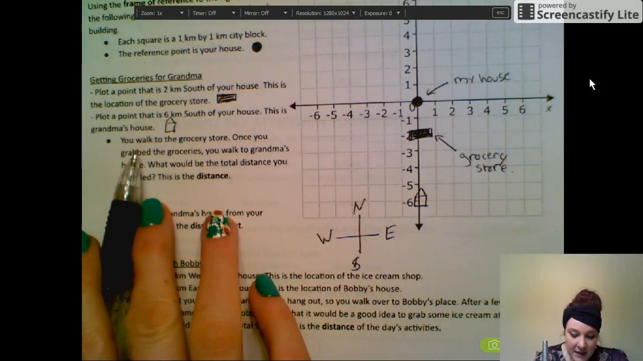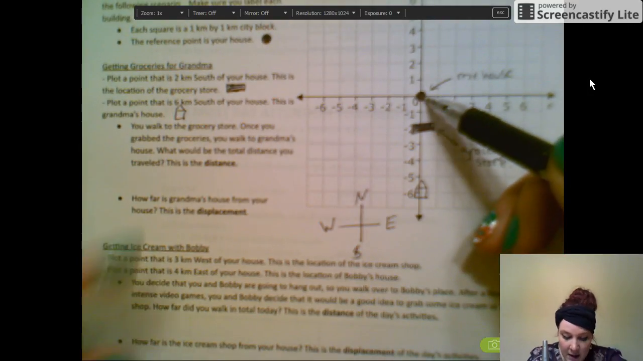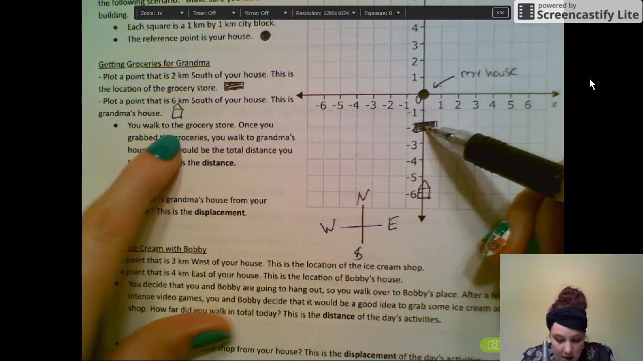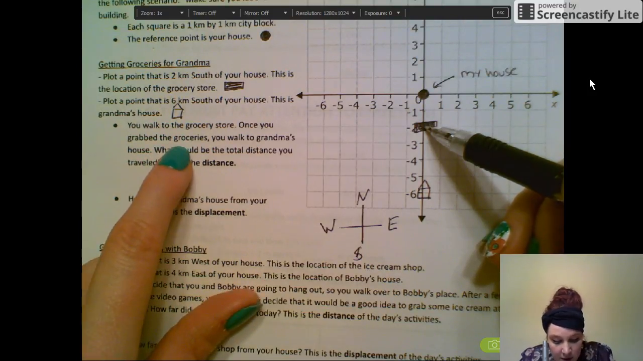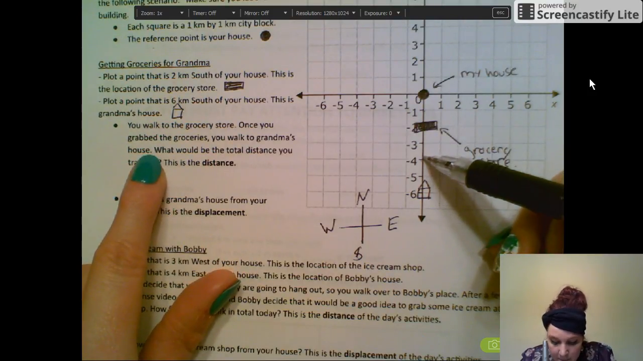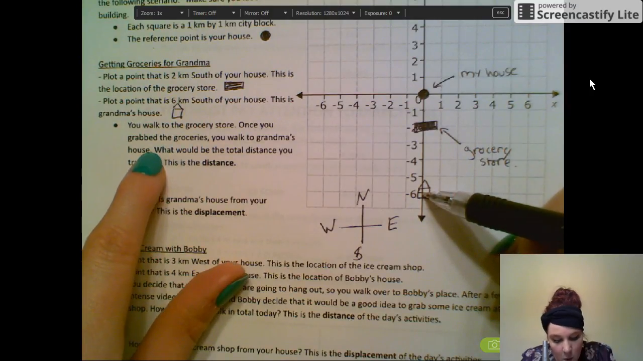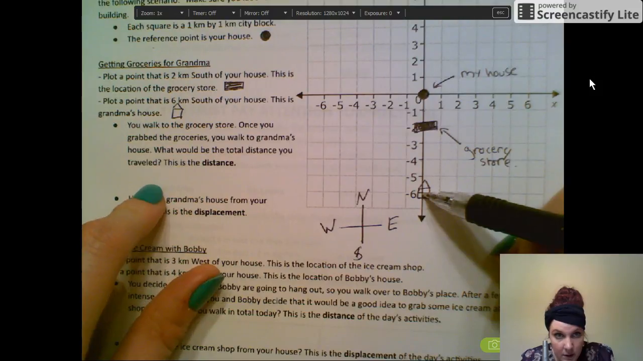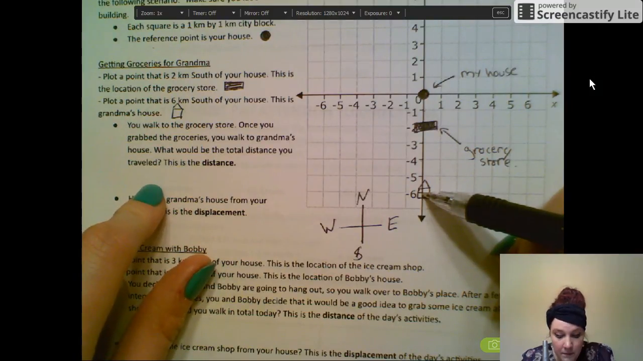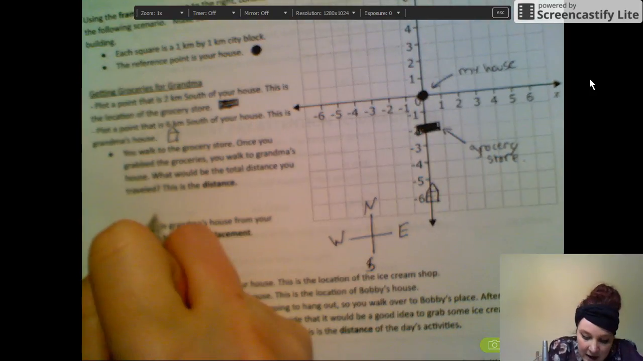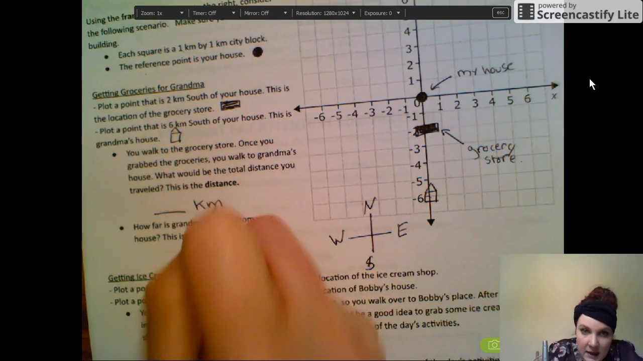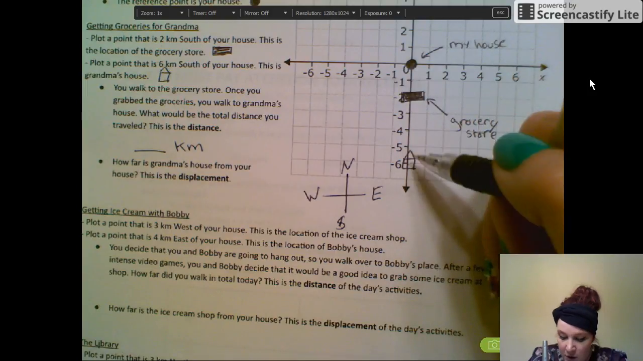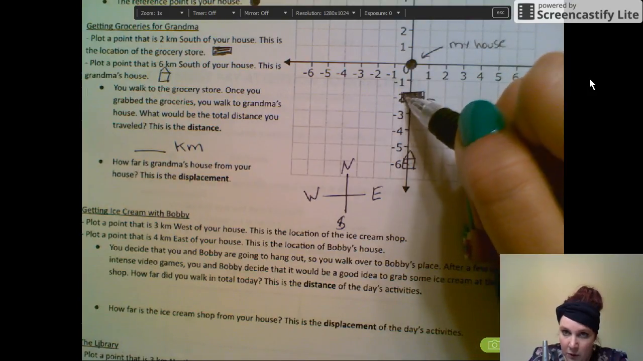So our scenario says that we're going to start at our house and then we're going to walk to the grocery store. Once you grab the groceries, you walk to Grandma's house. What would the total distance be that you traveled? I would like you to answer that in kilometers. Take a moment to do that. How far did we travel to get to Grandma's house, even though we stopped at the grocery store?